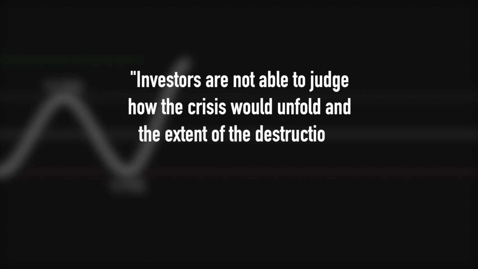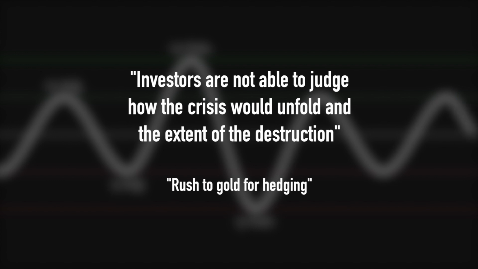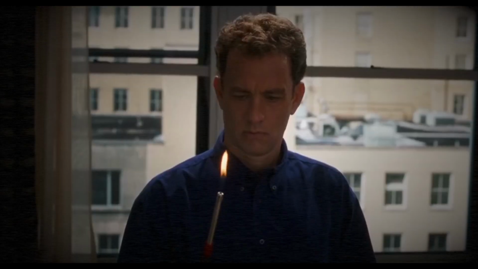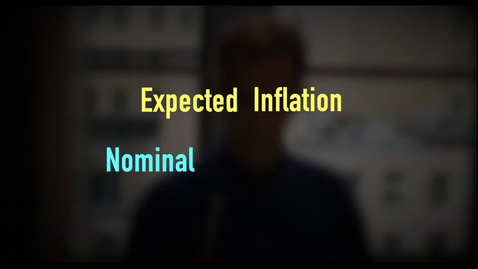See, the reason gold prices go up prior to or at the beginning of an economic catastrophe is that investors are not able to judge how the crisis would unfold and the extent of the destruction. So people's immediate trading logic is to rush to gold for hedging. Once the crisis starts developing and people get more understanding of the crisis, the price will revert to the fundamental drivers of that asset.